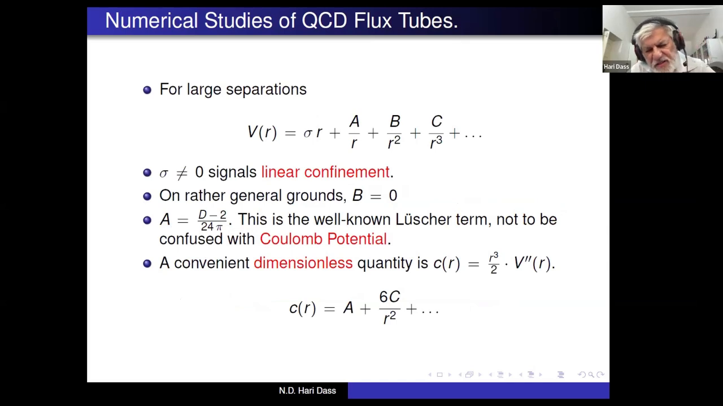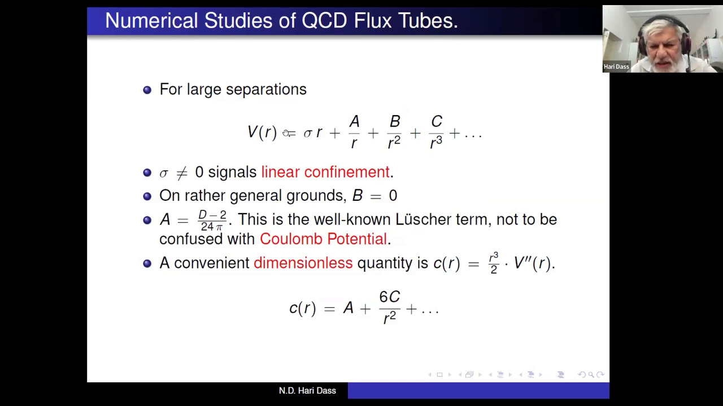So for large separations, we can simply expand the potential. The leading term is linear, then the subleading powers like 1 over r, 1 over r squared, 1 over r cubed. Sigma not equal to 0 signals linear confinement. You must remember, confinement doesn't require the potential to grow linearly. As long as it grows as any positive power of r, it will be confining. But when it grows linearly, it will lead to linear confinement.